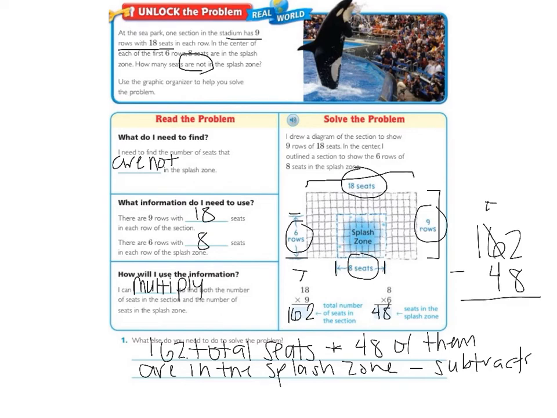This becomes a 5, and I move over a 1. 12 minus 8 is 4. 5 minus 4 is 1, and I drop down the 1. So there are a total of 114 seats that are not in the splash section of the Sea Park. So if you don't want to get wet, that's where you should sit.